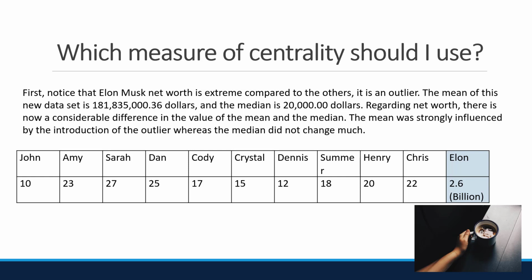First, notice that Elon Musk's net worth is extreme compared to the others. It is an outlier. The mean of this new data set is $181,835,036, and the median is $20,000. Regarding net worth, there is now a considerable difference in the value of the mean and the median. The mean was strongly influenced by the introduction of the outlier, whereas the median did not change much. Additionally, notice that the mean is higher than the net worth of the original 10 people and lower than the net worth of Elon Musk. The mean does not give a good descriptive summary of the net worth of the people in the coffee shop. The median, on the other hand, gives a good summary of the majority of the net worth values.